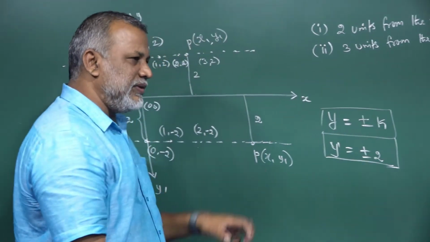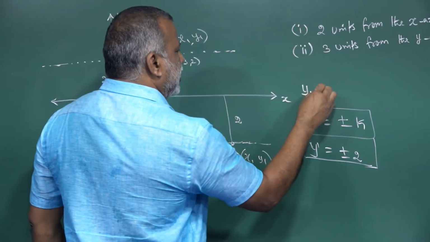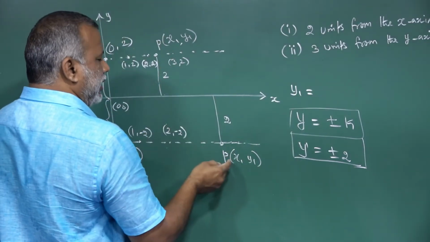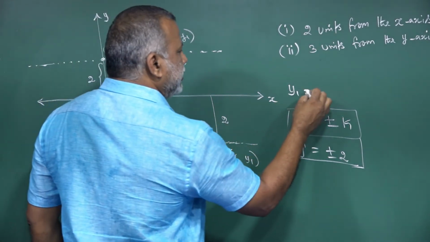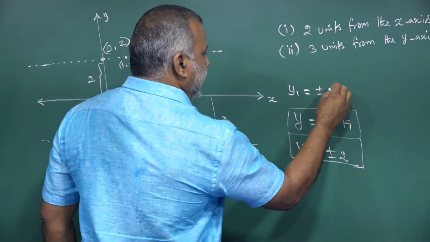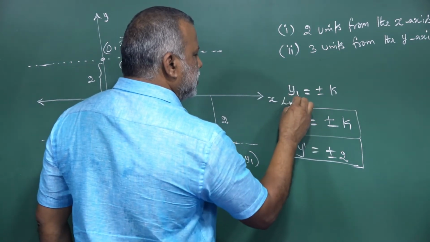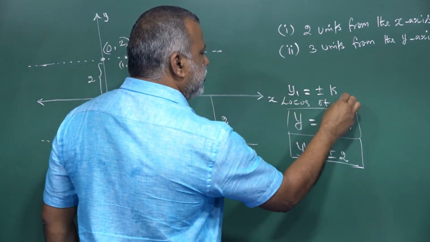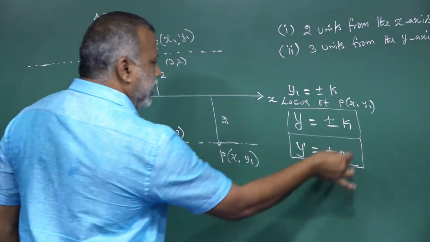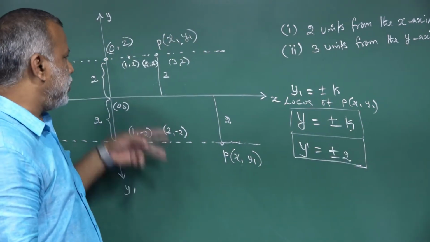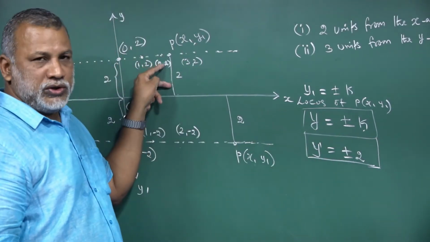So, dear students, a very simple concept. Here you can select first, for example, y1 equal to 2. Here y1 is also, but you are selecting a point that should be negative. So y1 equal to plus or minus k. Instead of this y1, we can select the locus of the point. So the locus of P of (x1, y1) is y equal to plus or minus k. Instead of k, we are selecting the value 2. Here 2 units, here also 2 units. But here the distance must be positive.